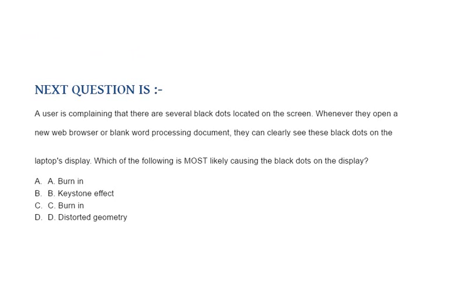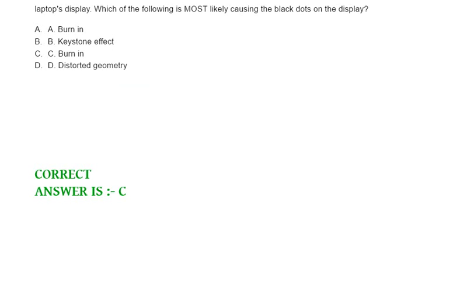Next question is, a user is complaining that there are several black dots located on the screen whenever they open a new web browser or blank word processing document. They can clearly see these black dots on the laptop's display. Which of the following is most likely causing the black dots on the display? Option A. Burn-in. Option B. Keystone effect. Option C. Dead pixels. Option D. Distorted geometry. Correct answer is option C.